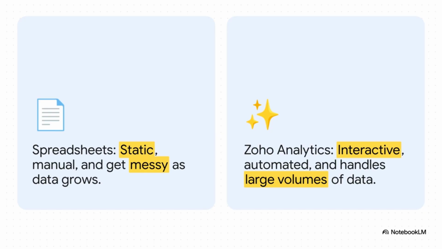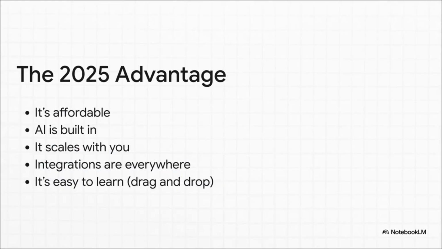Well, Zoho Analytics completely flips that script. It's interactive, it's automated, and it's built to handle huge amounts of information without even breaking a sweat. And all of that adds up to a massive advantage for 2025. For starters, it's affordable, so you don't need a huge enterprise budget. The AI is already built right in, so you can get answers without being a data wizard. It grows with your business, it connects to the tools you're already using, and maybe most importantly, it's just drag and drop. It's actually easy to learn.